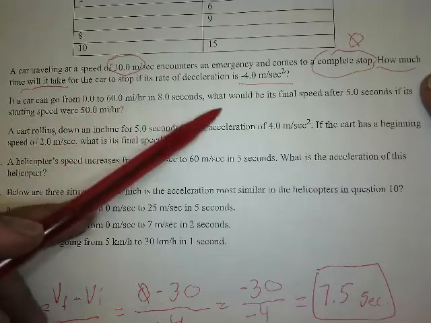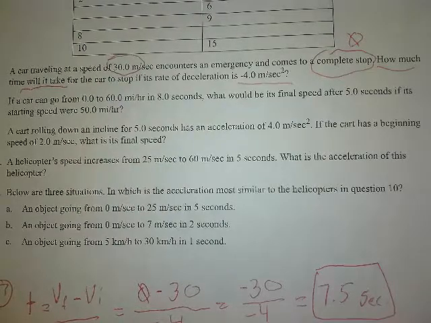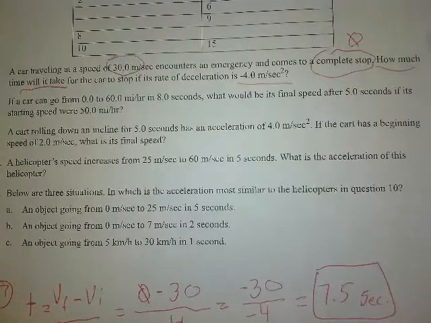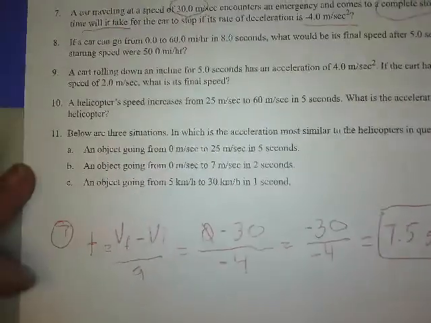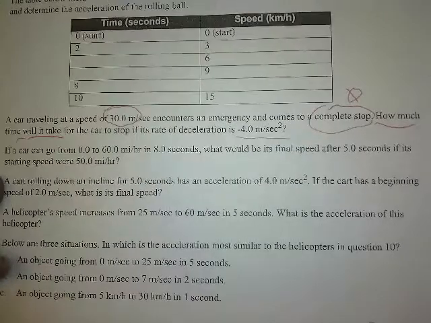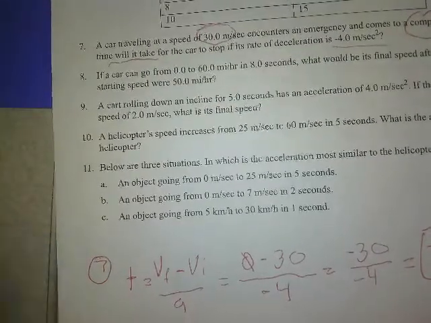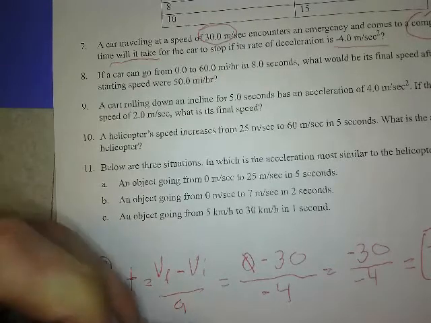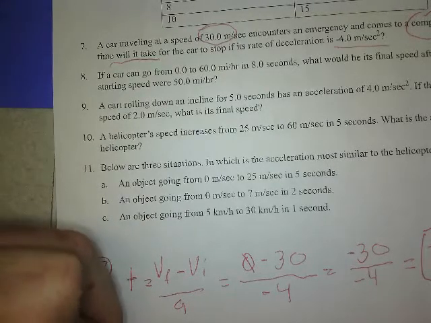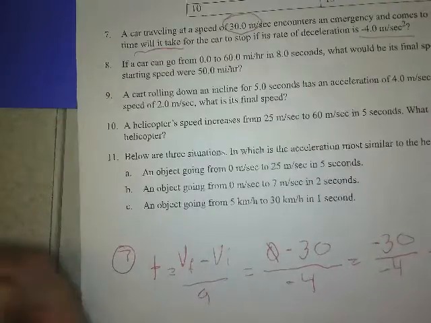So that gives us -30 divided by -4, which gives us a time of 7.5 seconds. Alright, so that's how to use the time equation. Alright, so let's go ahead and go on to number 8.